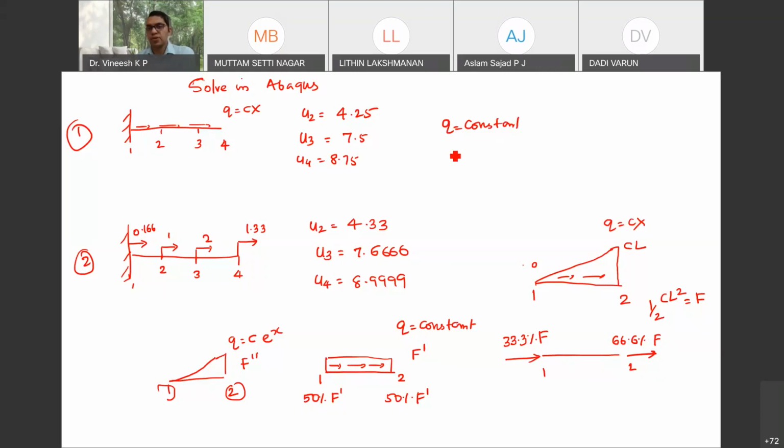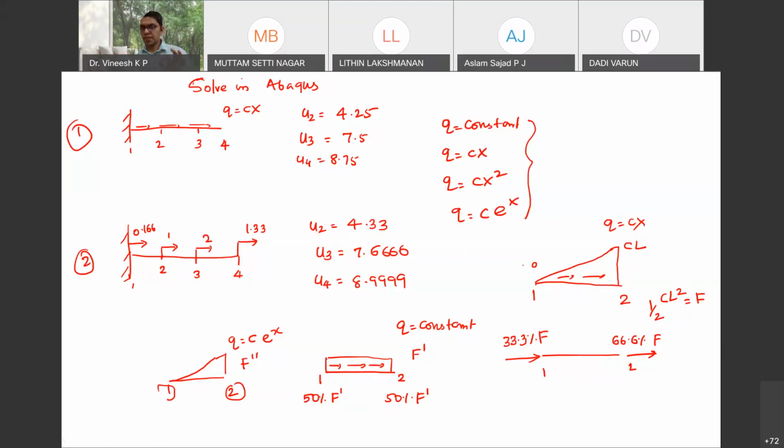And Q is equal to Cx means you have a triangular load. Like that, you can consider C is equal to X square, you have a parabolic loading condition. And Q is equal to C into e raised to X, you have an exponential loading condition. So there are different types of condition you can consider. And for each condition, you will see that the distribution of the load on the first node and the second node will be different.